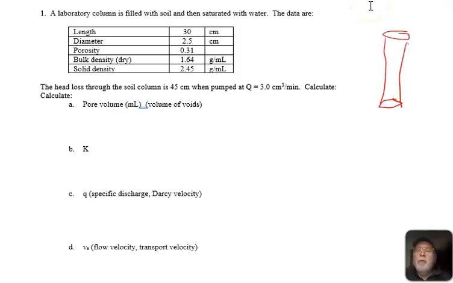Well, you can come up with the whole volume by taking the diameter and the length of it being 30 centimeters. So you can come up with the whole volume of the column, and then the pore volume is the volume of voids, or the total volume times the porosity, 0.31. So we call that a pore volume.